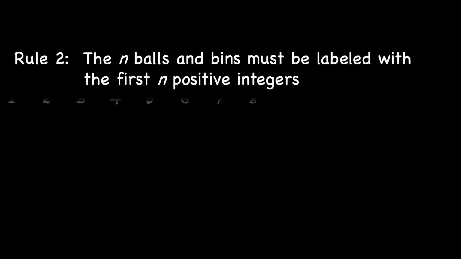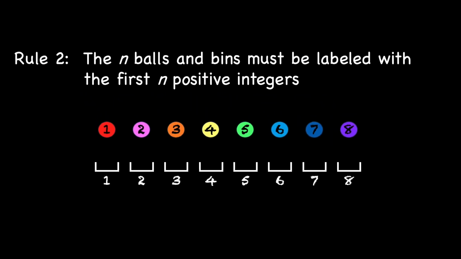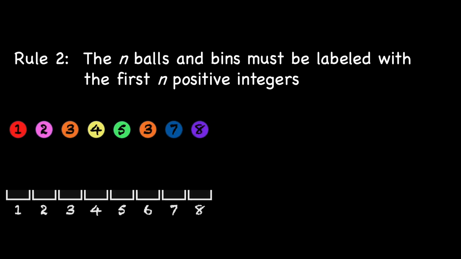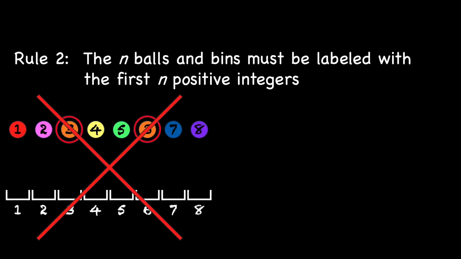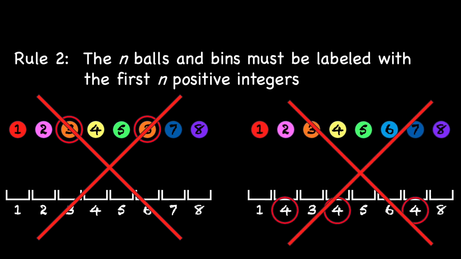Rule 2 for permutations is that the n balls and n bins must each be labeled with the first n positive integers. To study permutations using 8 balls and 8 bins, we gotta label all balls and bins with distinct integers, just like we see here. If we set up a sorting process where some of the balls are labeled with the same number, we violate rule 2. Similarly, if we label some of the bins with the same numbers, we do not pass go and we do not collect $200.